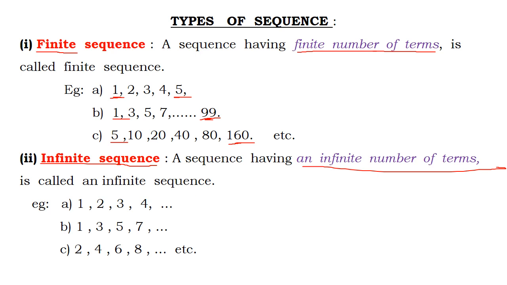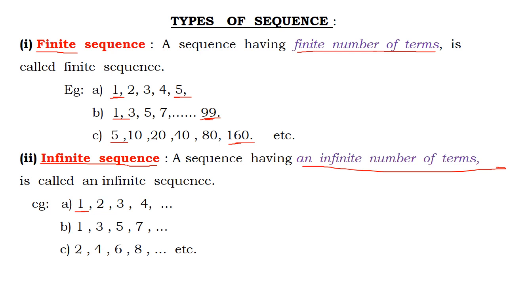So example A: 1, 2, 3, 4 and so on. Now in this example A, we know the first term. Here which is the first term? 1 is the first term, but we don't know what the last term is. Therefore, this sequence belongs to infinite sequence.